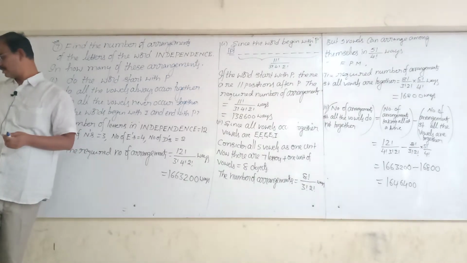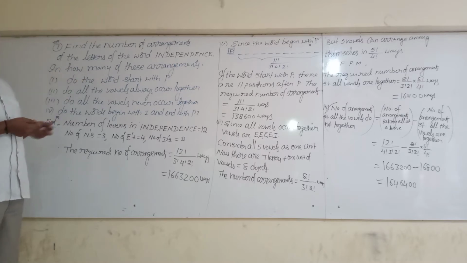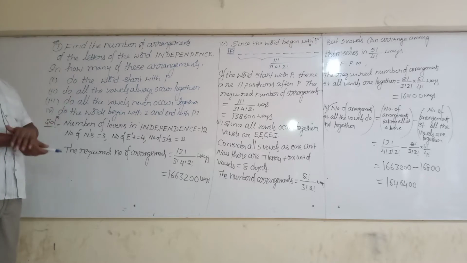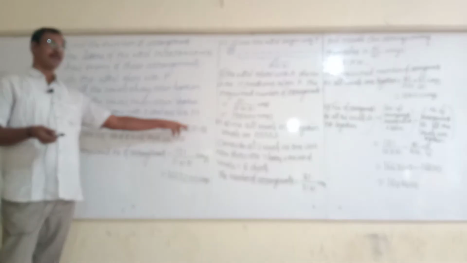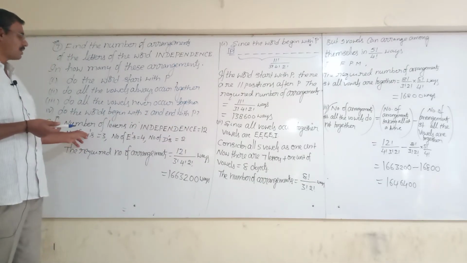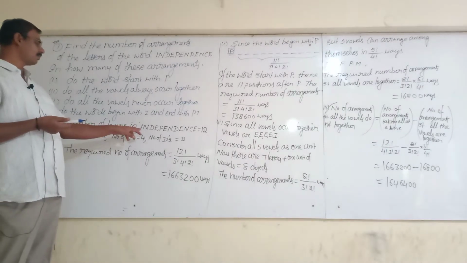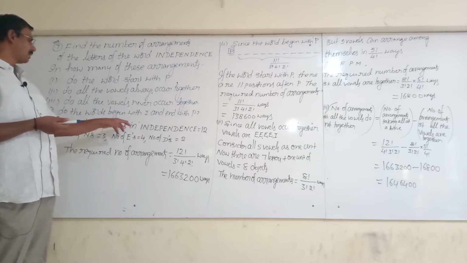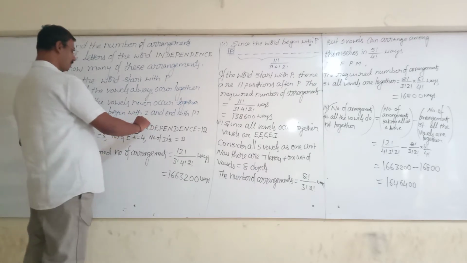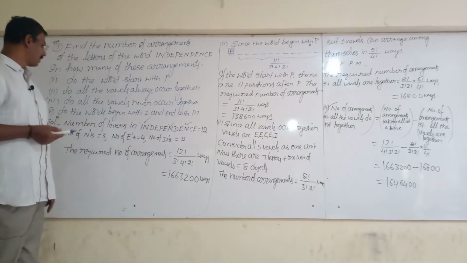So this model questions, how to solve step by step. So here we covered all types of questions. Firstly, we have to count the number of letters in the given word. In independence, the number of letters is equal to 12. And check the number of repeated letters, similar letters. There are 3 N's, this is N1, N2, N3. Number of N's is equal to 3.